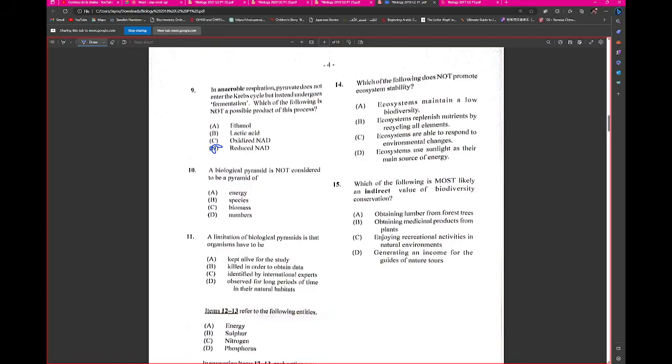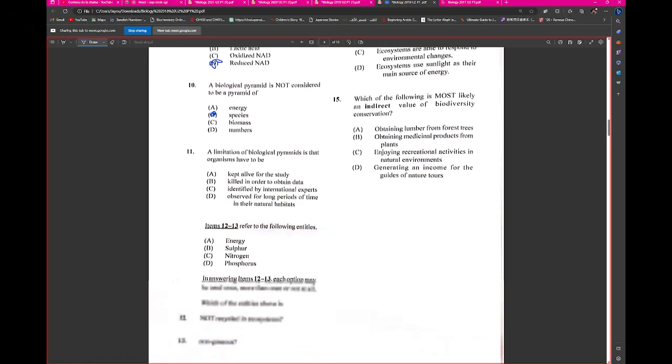Pyramid of species, right? Do you guys think that is the answer? Sir, the chat says B. Alright. I don't think it makes sense. Alright, so the limitation of biological pyramids is that organisms have to be.